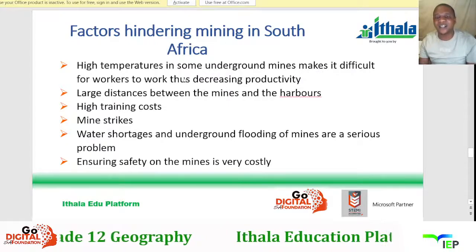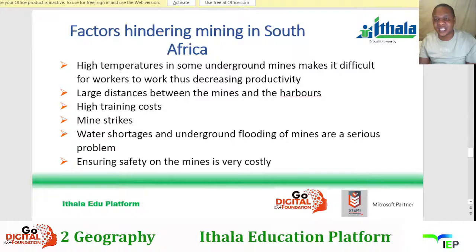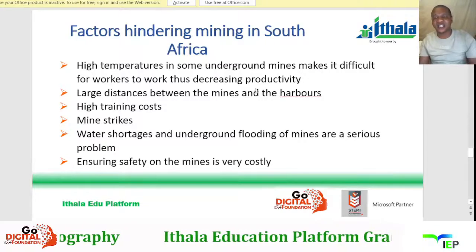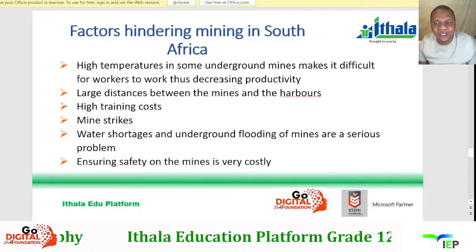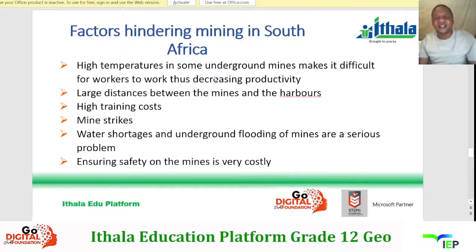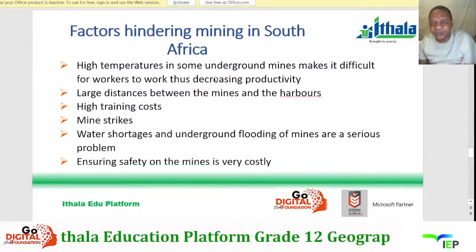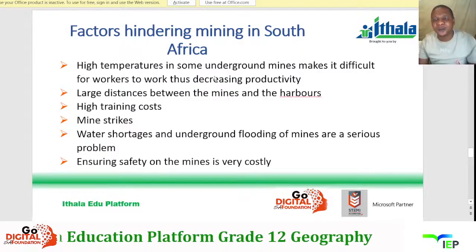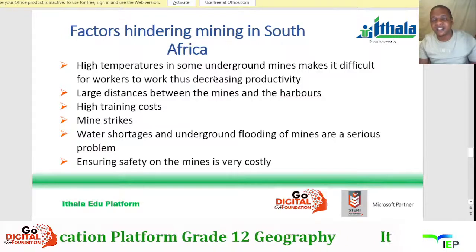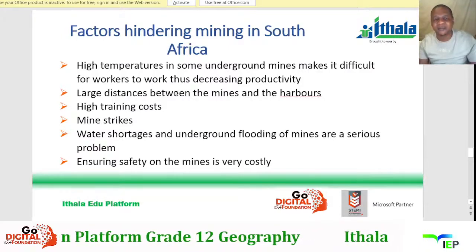So if it's difficult to enter these mines because the temperature is hot, obviously production will decrease, because it won't be nice for workers to go underground in high temperatures.